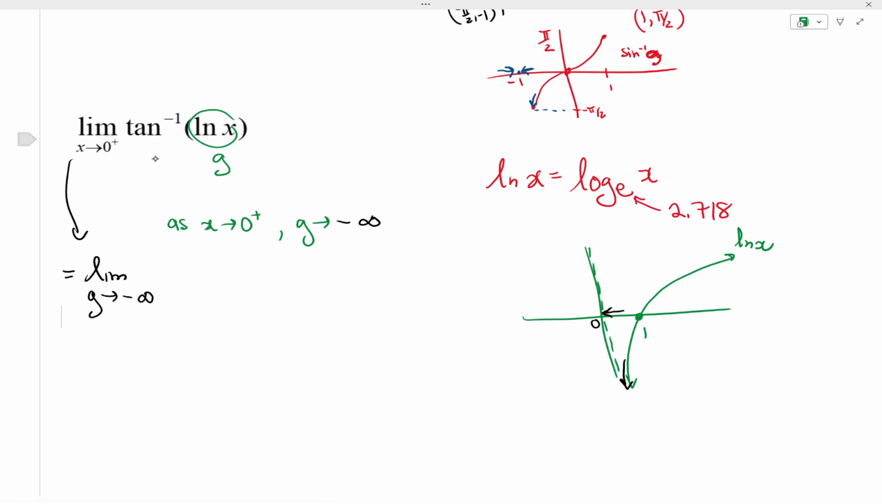Look at the original question. Oh, tan inverse. Tan inverse. And what's inside? Log x. No, ln x. Oh, G. We replaced it with G. So we're now not in terms of x's, we're doing it in terms of this new letter G. So everything should be in terms of G. And now we just need to know what that looks like.